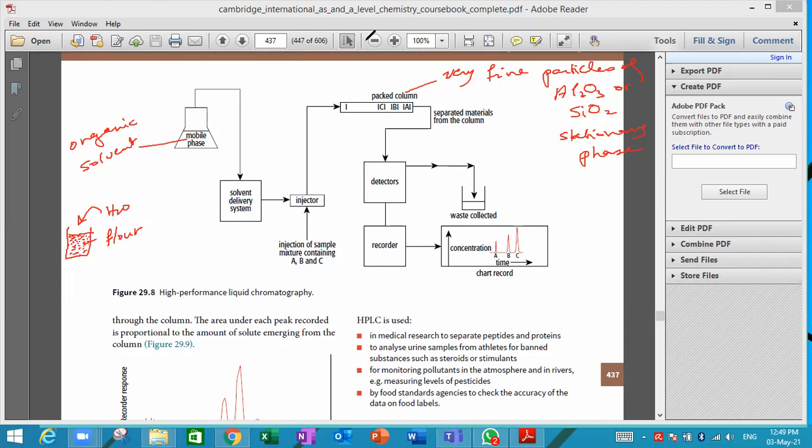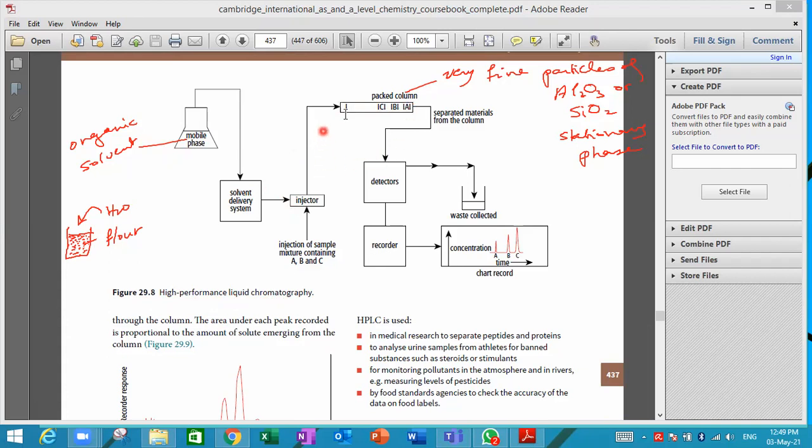Yeah, true. And the same is here. If we are packing this column with very fine particles like the flour, it resembles the flour with alumina or silica, then this means that it will be very difficult for us to pass either the mobile phase through it or our mixture. That's why here we use pressure. That's why at the beginning I told you that sometimes it is called high performance liquid chromatography, or else we call it high pressure liquid chromatography, because we have to use pressure in order to force the mobile phase and our mixture to pass through this column.